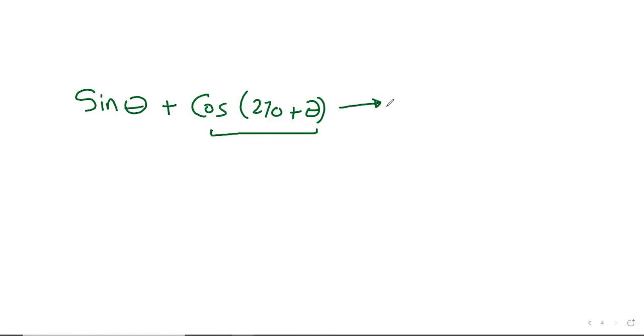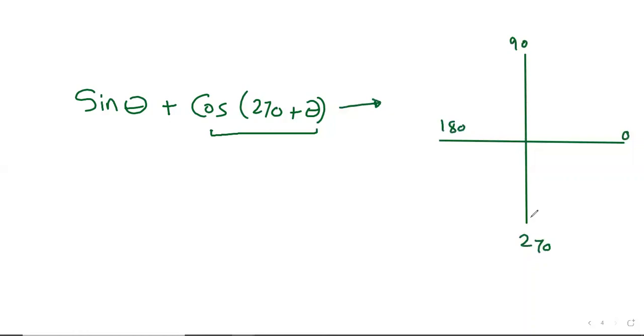270 plus theta lies in which quadrant? 270 plus theta lies in which quadrant, Yusuf? You know, 0 here, 90, 180. Fourth. Fourth quadrant. So 270 here, plus theta, lies in the fourth quadrant.